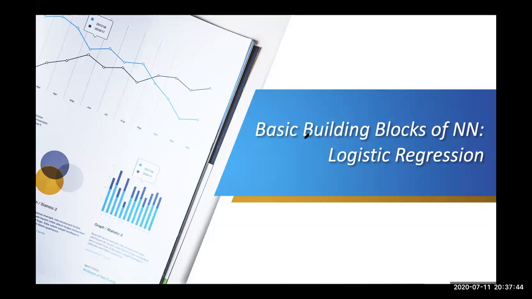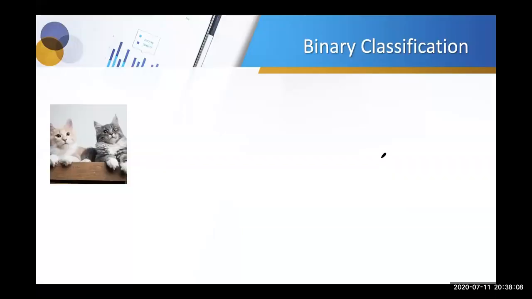Before jumping into what's going on inside the neural network, I will start with a simple model called logistic regression. You might have heard about logistic regression. It's one of the very popular techniques for binary classification. A binary classification problem is when we are given an input, in this case a picture of a cat, or two cats, and we want to see whether it's a cat or not a cat. That's why it's binary, it has only two outputs. If it's a cat, we want the model to produce one, and if it's not a cat, we want the model to produce zero. That's why it's binary, one or zero.